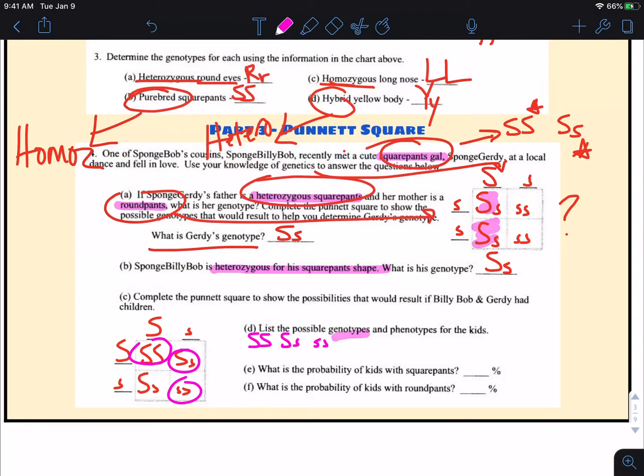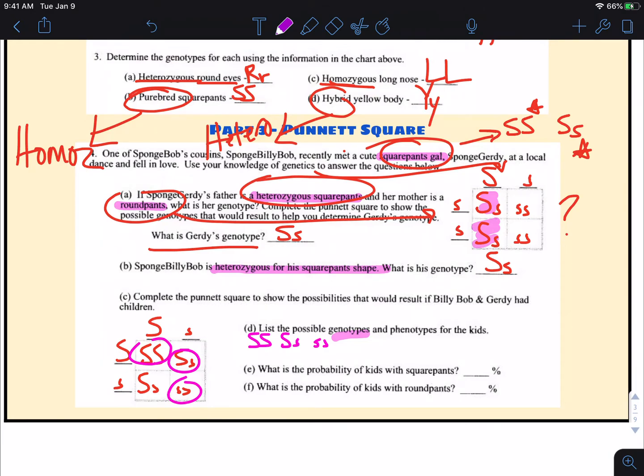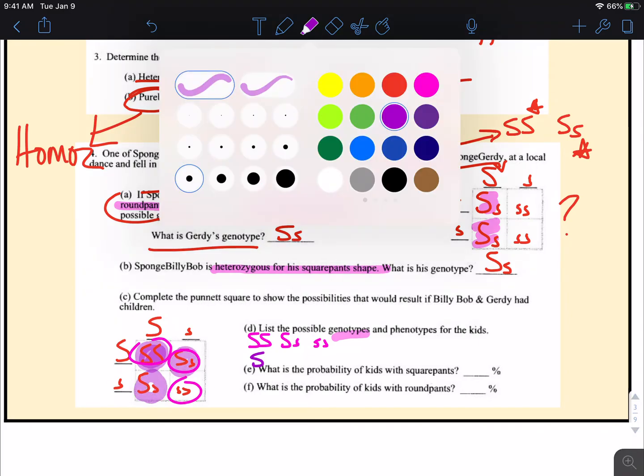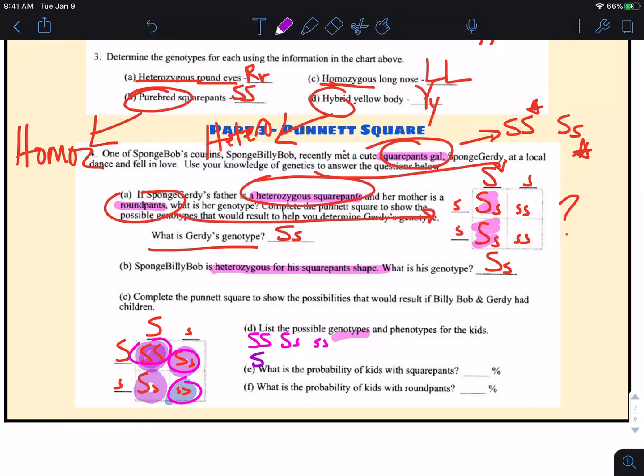Now what are the different phenotypes that are possible from this? We only have two, right? We can either be square pants, and let's highlight. That guy's going to be square pants, this guy's going to be square pants, this guy's going to be square pants, and the last guy here is going to be round pants. So the only two options here are square pants or round pants.